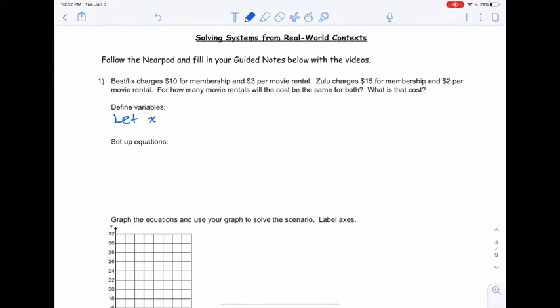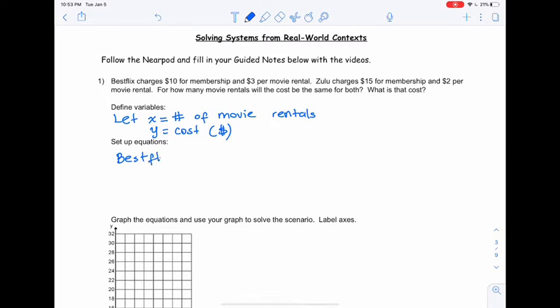Let x be the number of movie rentals and y be the cost in dollars. Let's set up our equations next.